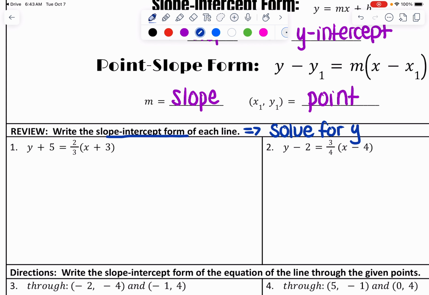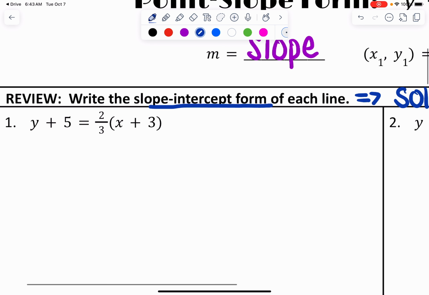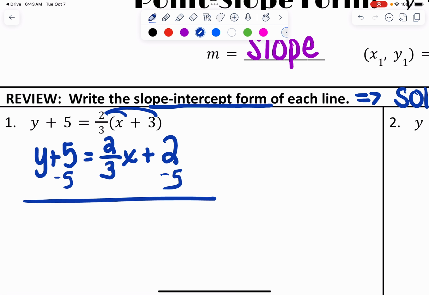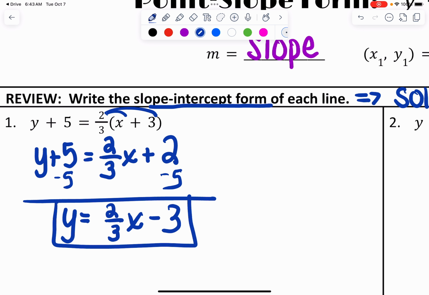Okay, so in other words, what I would do first is get rid of the parentheses by multiplying the 2/3 through. So you would get 2/3 x, and then you can just plug this in your calculator. 2/3 times 3 would just be a positive 2, and that equals y plus 5. And so what I would do is solve for y. I would subtract 5 from both sides, and so what you would get is y equals 2/3 x, and then 2 minus 5 would be a minus 3. So that would be your slope-intercept form.